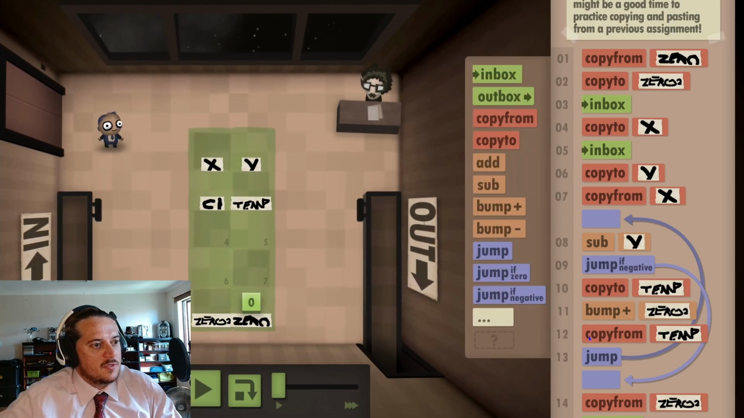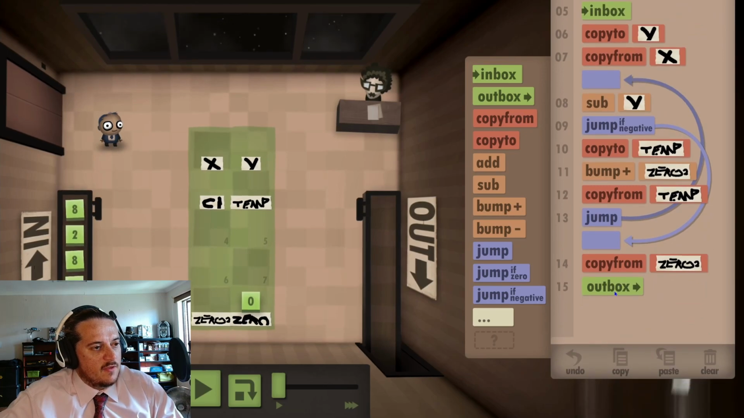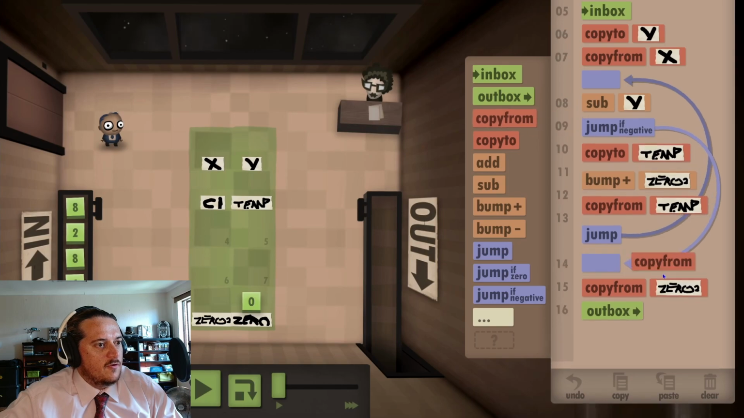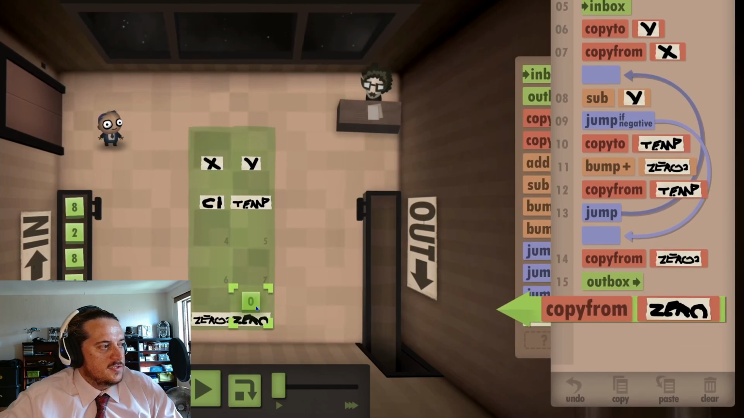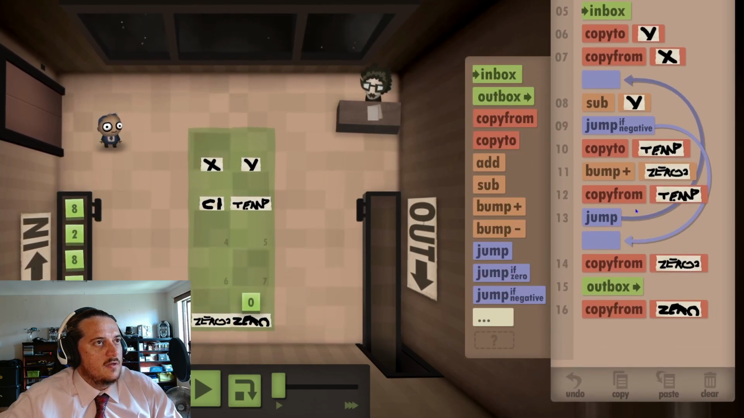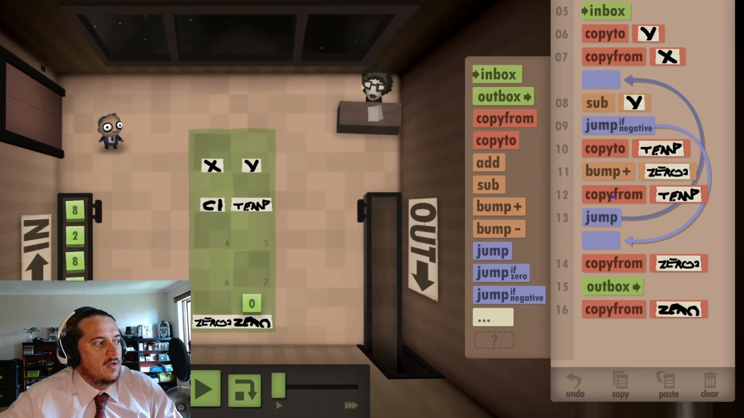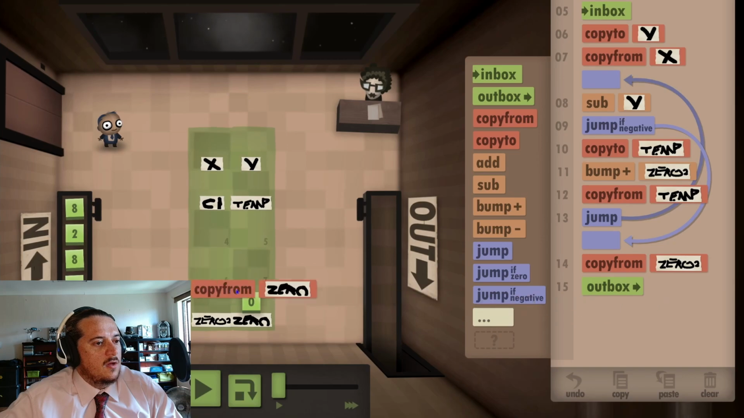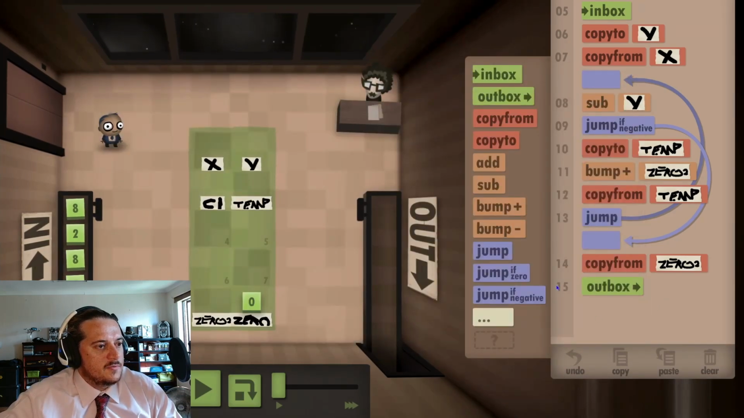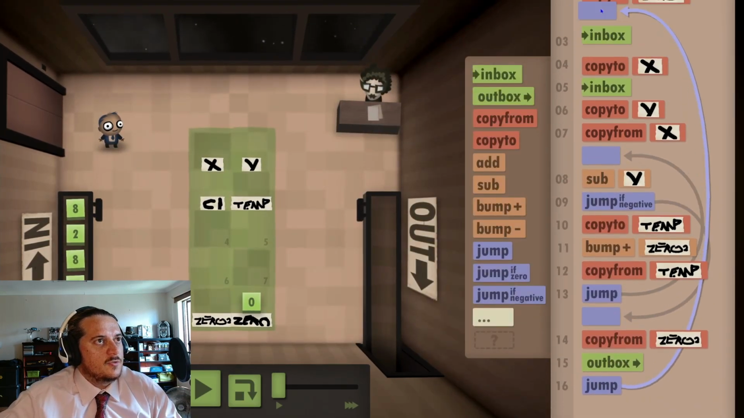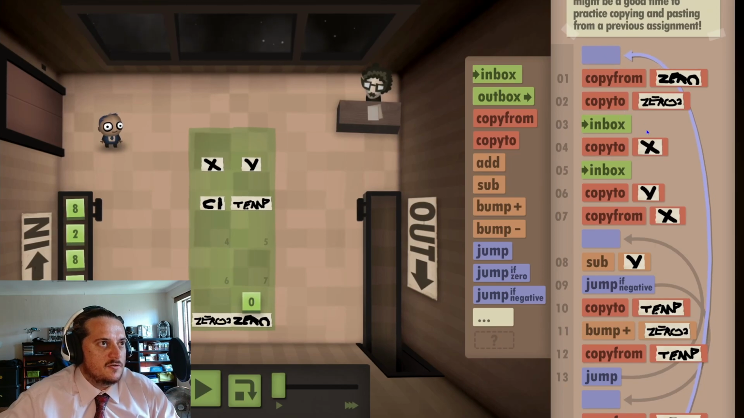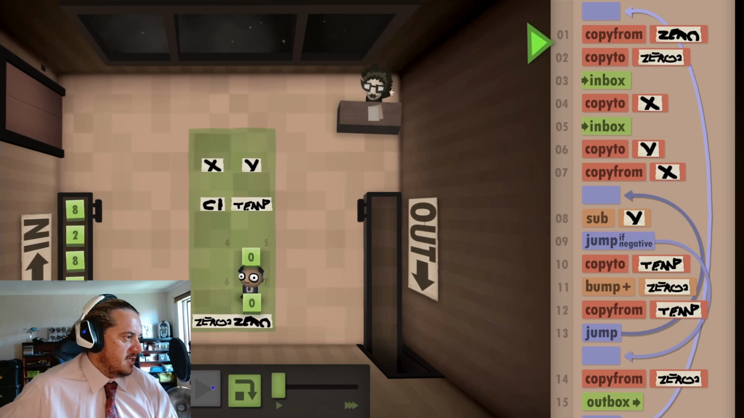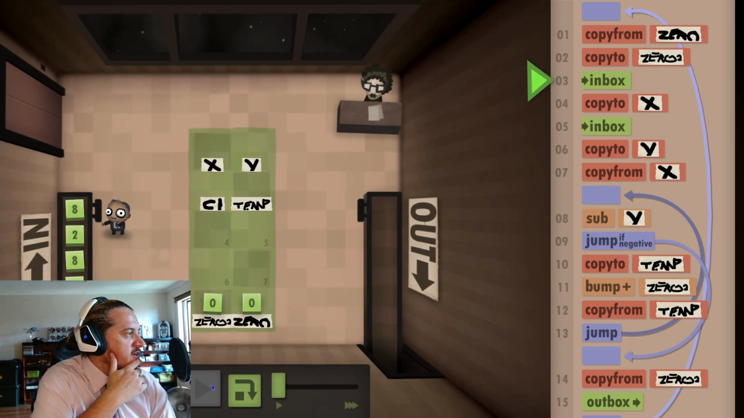Stop. Go back. If you go back to the outbox, then you need to come back to copy from 0. No, stop. Go there, because we start with copy from 0, so we set 0 at the beginning. That's how we have to do it. Got it. Okay, let's see how this works, if my thinking is right.